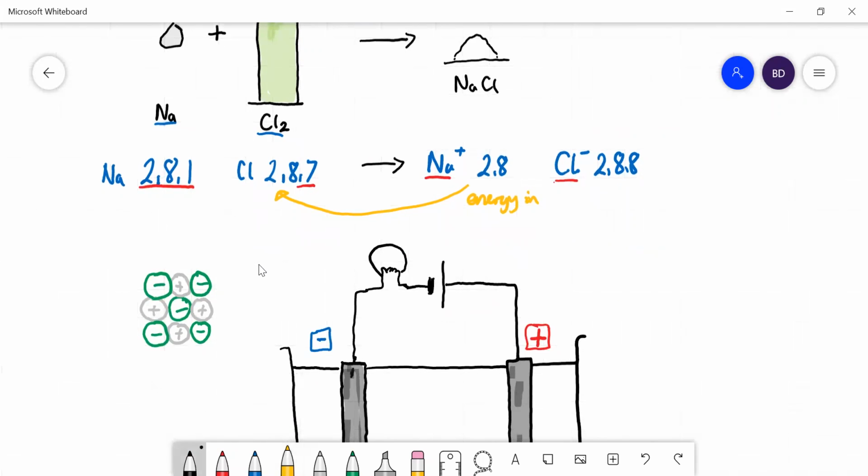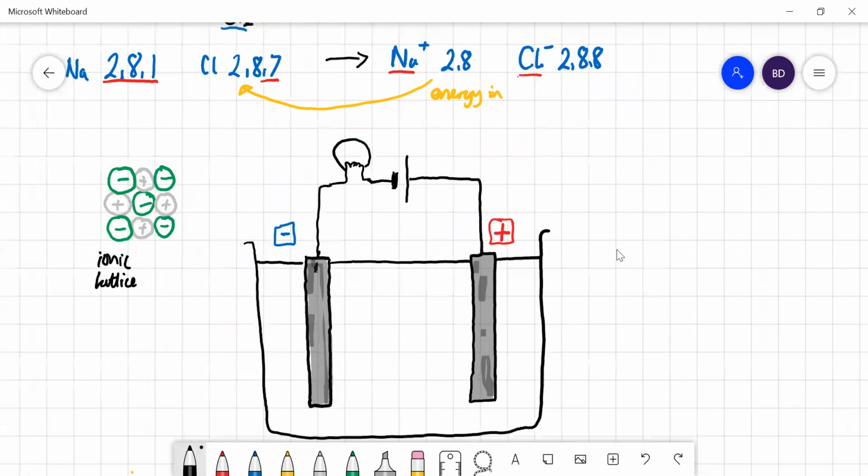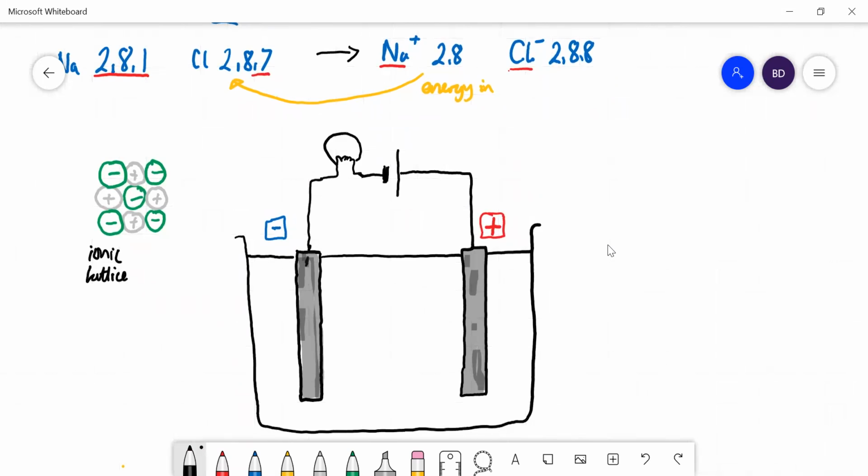Okay, so just to remind ourselves, sodium chloride is an ionic lattice. You get a regular arrangement of positive sodium ions and negative chloride ions. It has a very high melting point, and those ions can't move. Now if you try to pass an electric current through solid sodium chloride, no current flows.